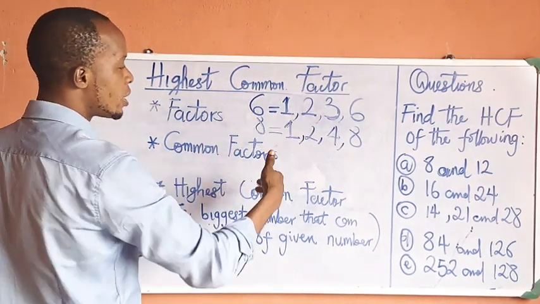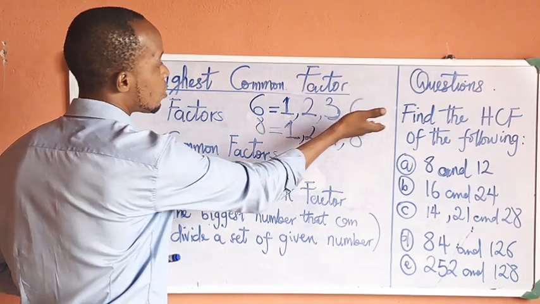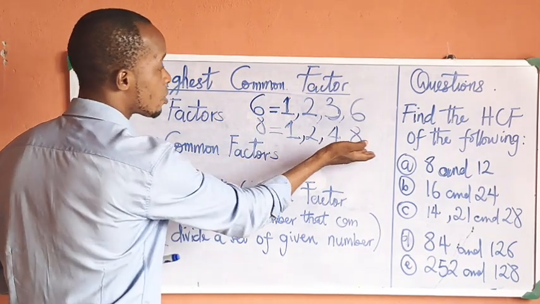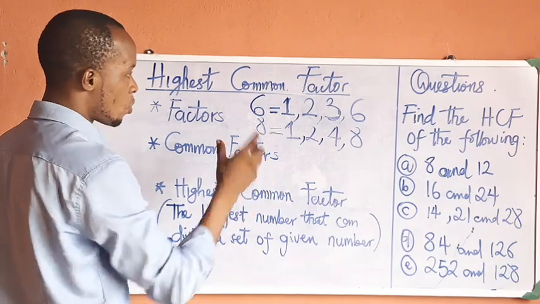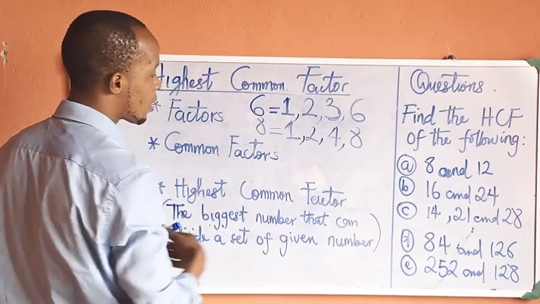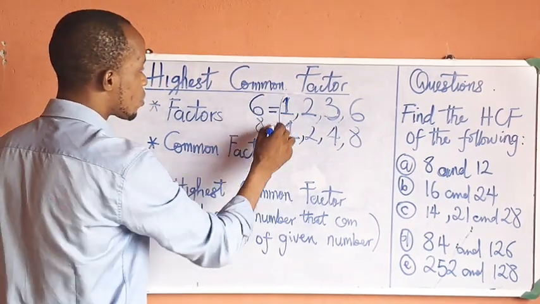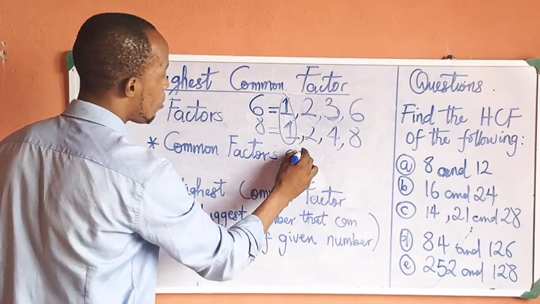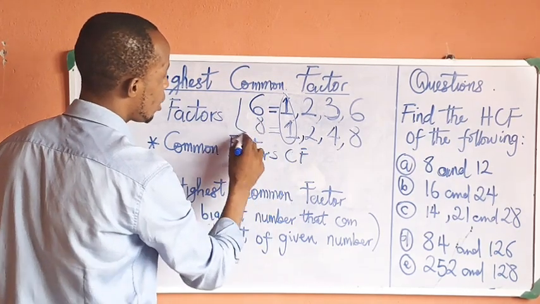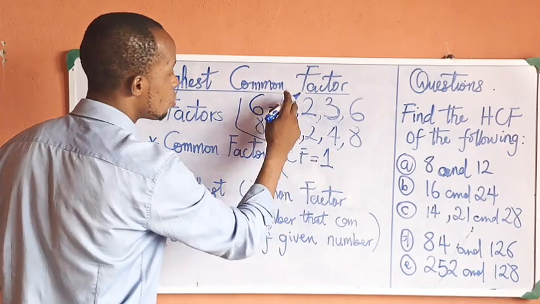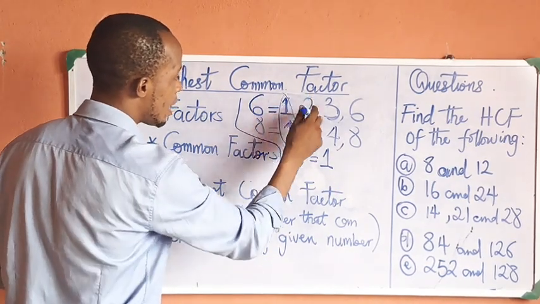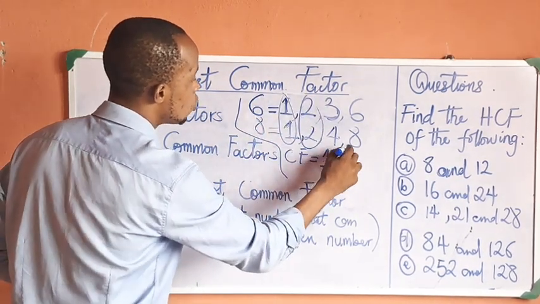Now, how do we look for the common factors? Look through the factors of 6, look through the factors of 8. What are the common numbers or common factors that we have there? You can see that 1 is common, so you write common factors equals 1 is common to both 6 and 8, and at the same time 2 is common.